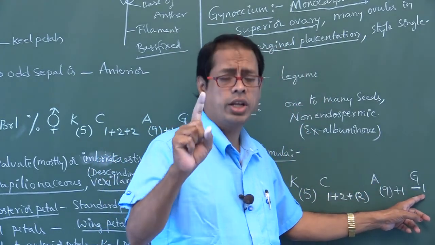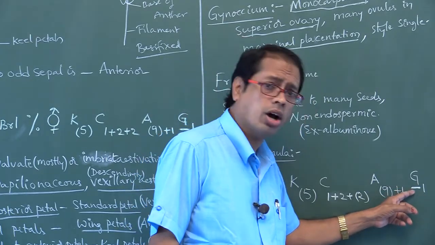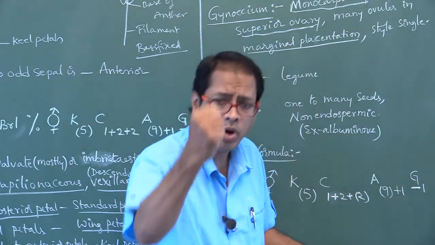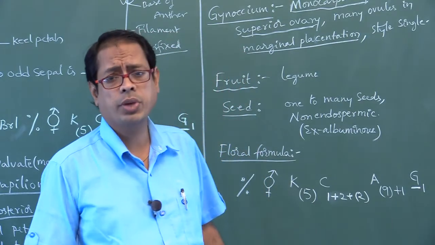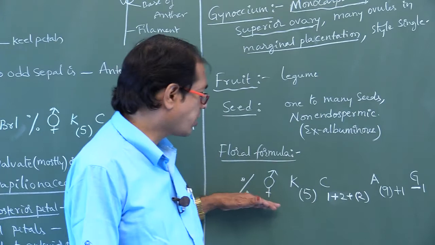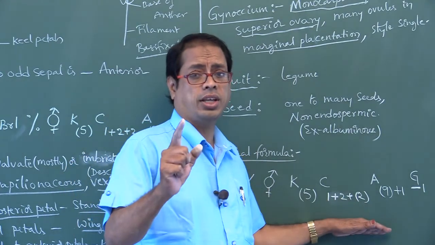Monocarpellary, unilocular. This line is drawn below the hypogynous flowers. Hypogynous flowers means superior ovary present. So this is the floral formula of Fabaceae.